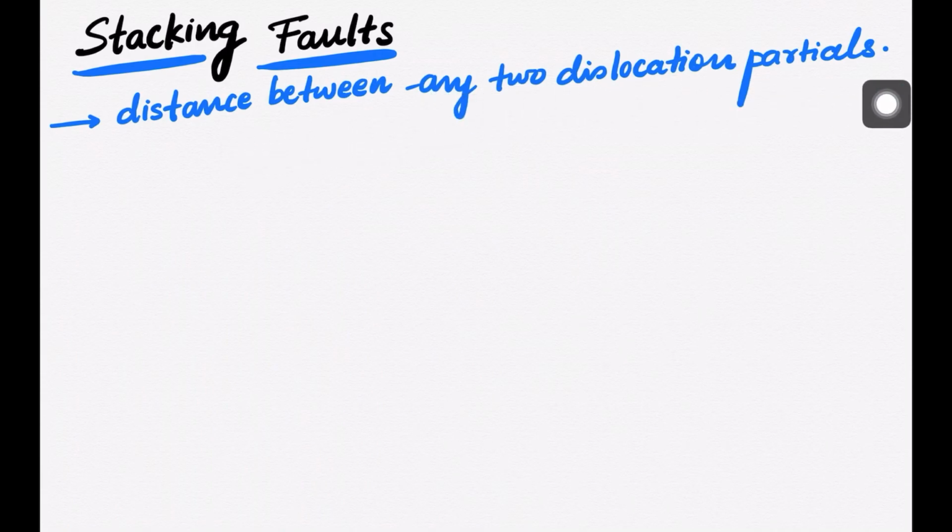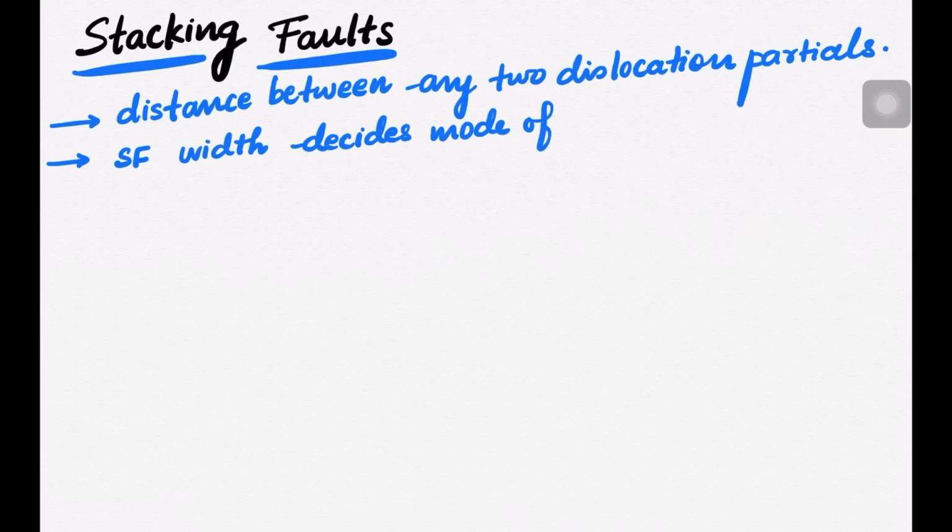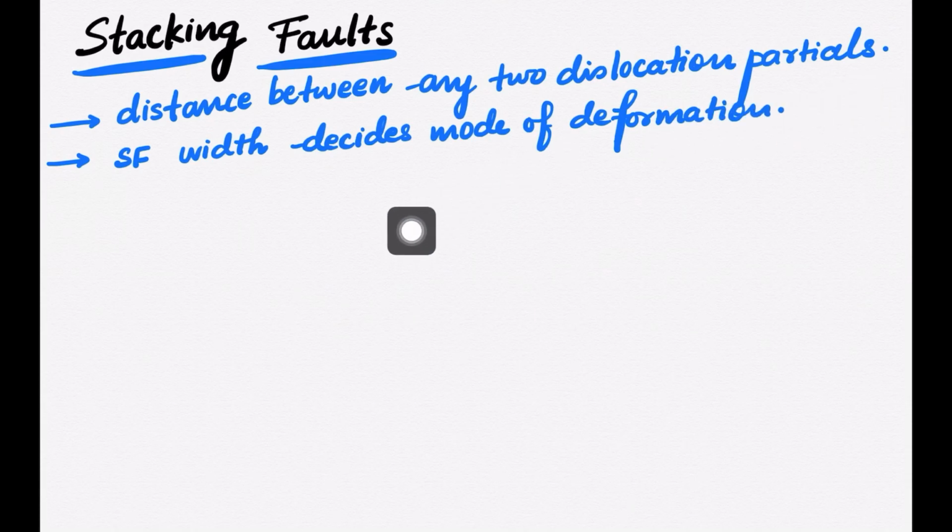Now, this stacking fault width will decide how easily a material can deform. So the stacking fault width basically decides the mode of deformation. How the material can deform is decided by the stacking fault width.